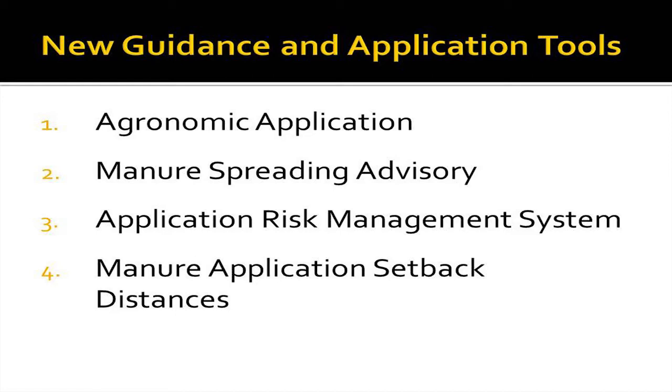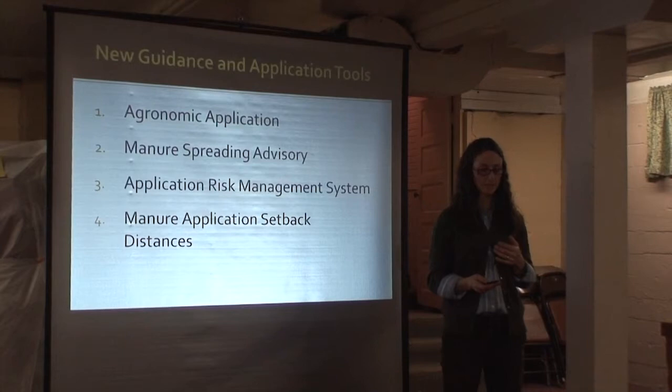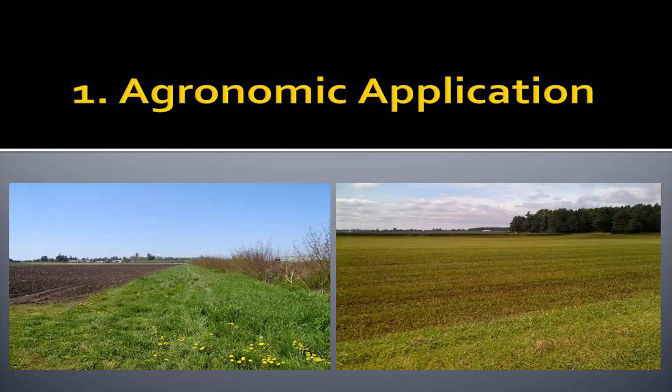So the 4 things I want to talk about today, the tools and guidance, are agronomic application and manure spreading advisory, our application risk management system, and manure application setback distances. So the first one is agronomic application. And this is pretty simple.